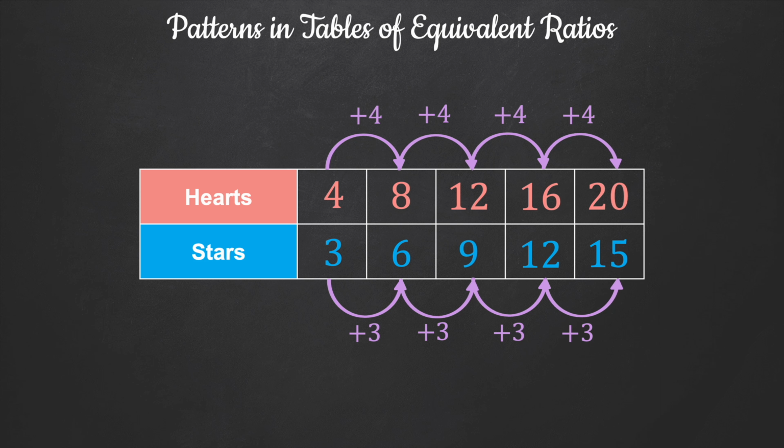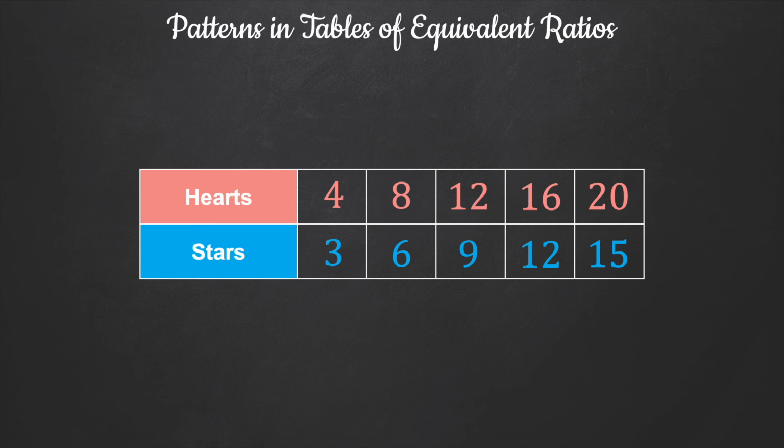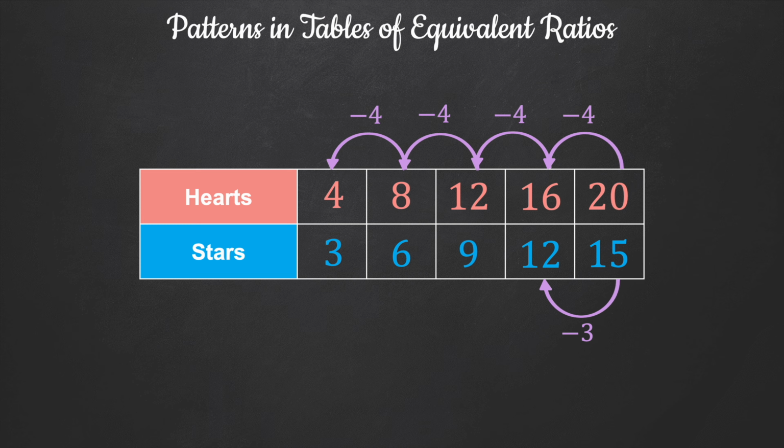to maintain an equivalent ratio. Another pattern we notice is if we go backwards, we're subtracting by 4 and subtracting by 3. So if we take 4 hearts away, then we also need to take away 3 stars to maintain that ratio.